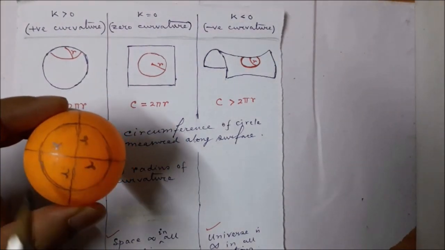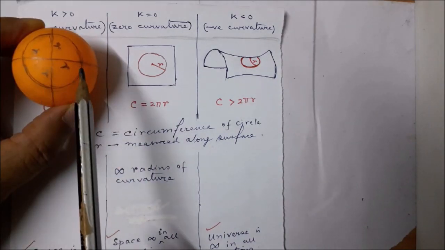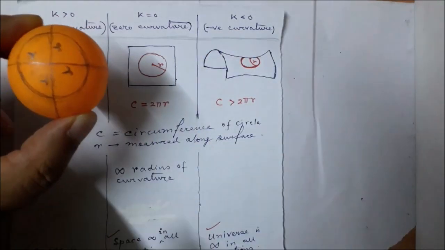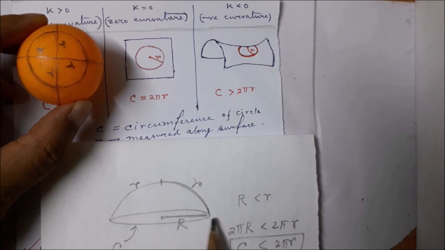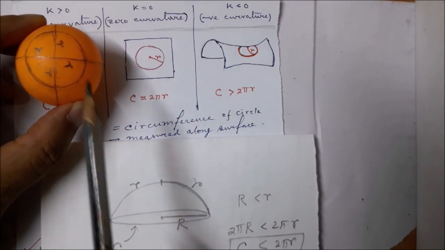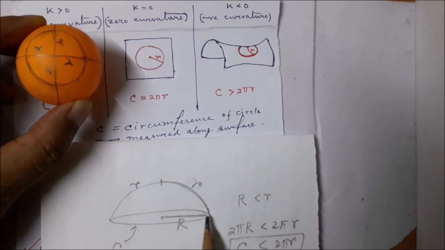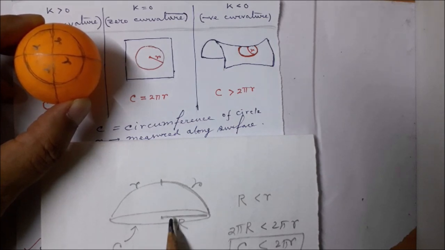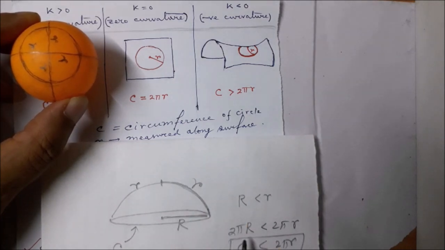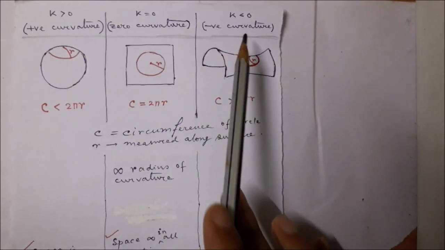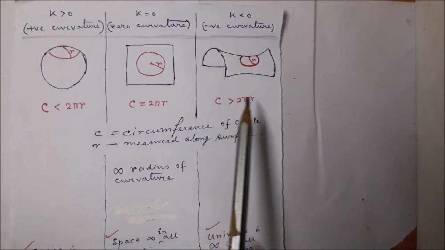If we draw a circle on the sphere of radius r on the surface, and if we take a section by a plane, then in the plane the radius of the circle will be capital R. So this small r is the radius on the surface, and this capital R is the radius on the plane, and obviously capital R is less than small r. So if we multiply by 2 pi, we have 2 pi R less than 2 pi small r, and this 2 pi R is by definition the circumference, so the circumference is less than 2 pi r. While for negative curvature, the circumference will exceed 2 pi r.